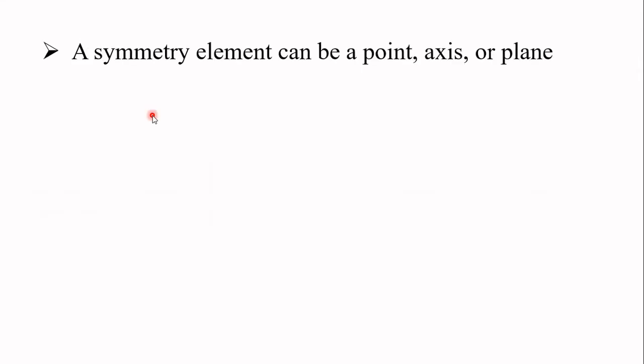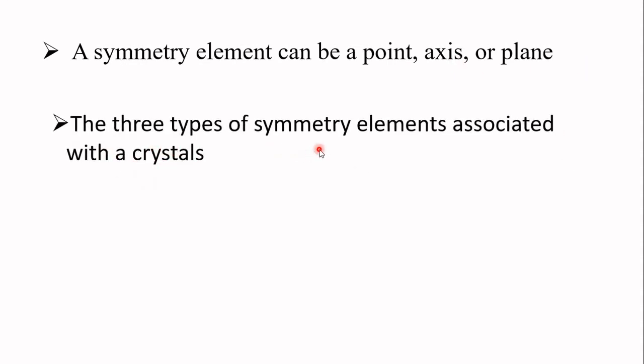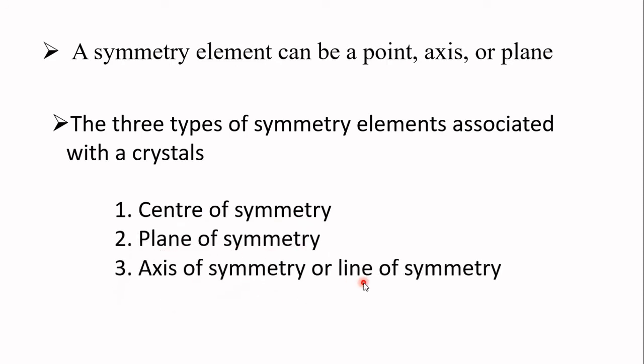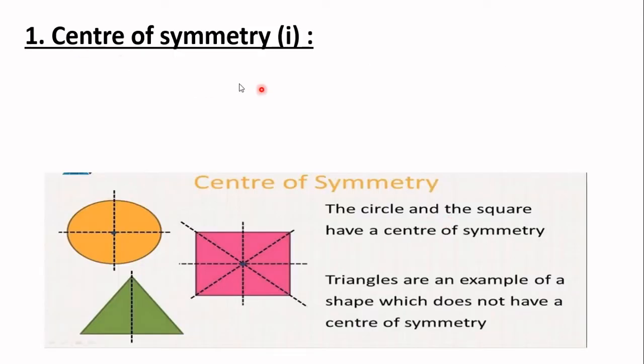A symmetry element can be a point, axis or a plane. There are three types of symmetry elements associated with a crystal. They are center of symmetry, plane of symmetry and axis of symmetry or line of symmetry. Let me consider these three kinds of elements of symmetry in detail. The first one, center of symmetry. It is indicated by the symbol small i.